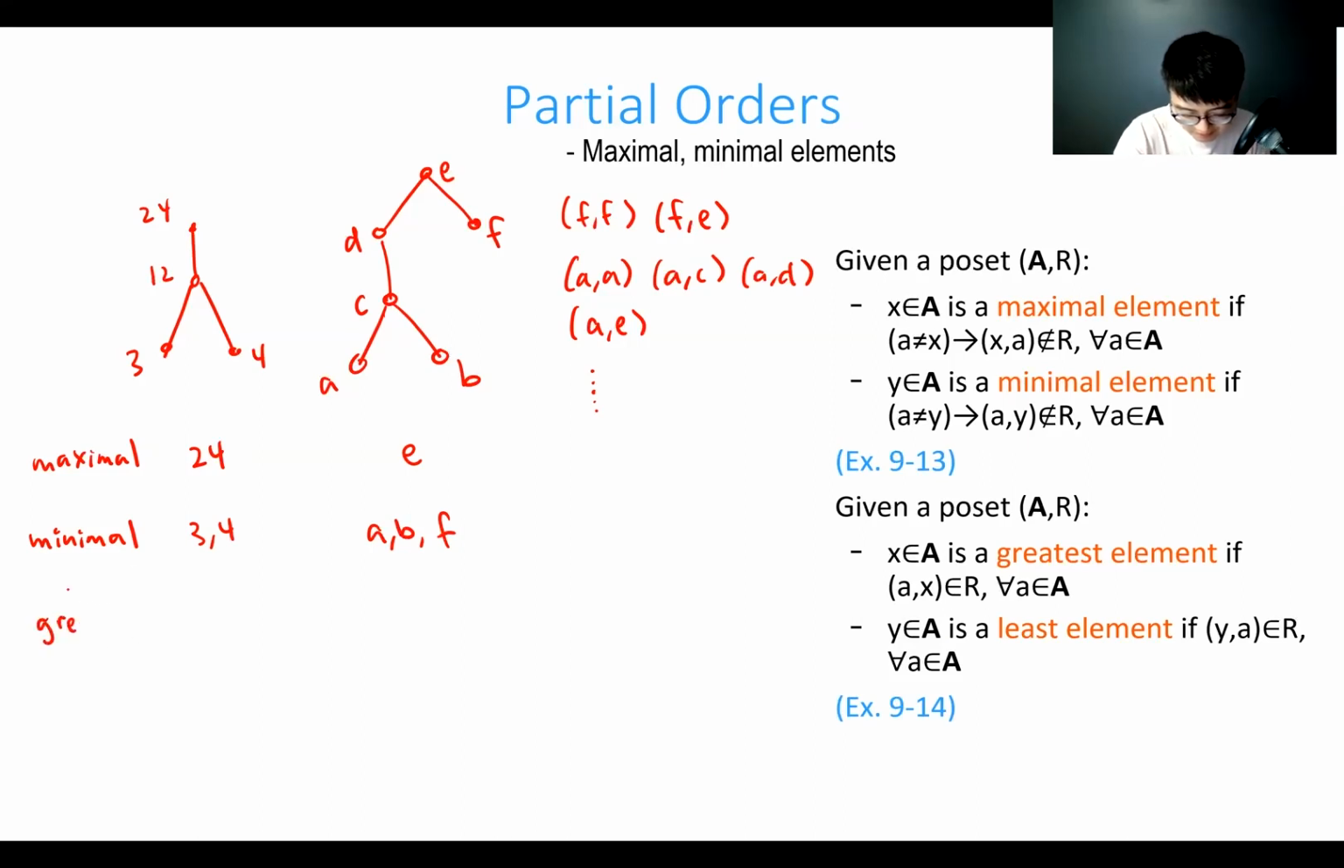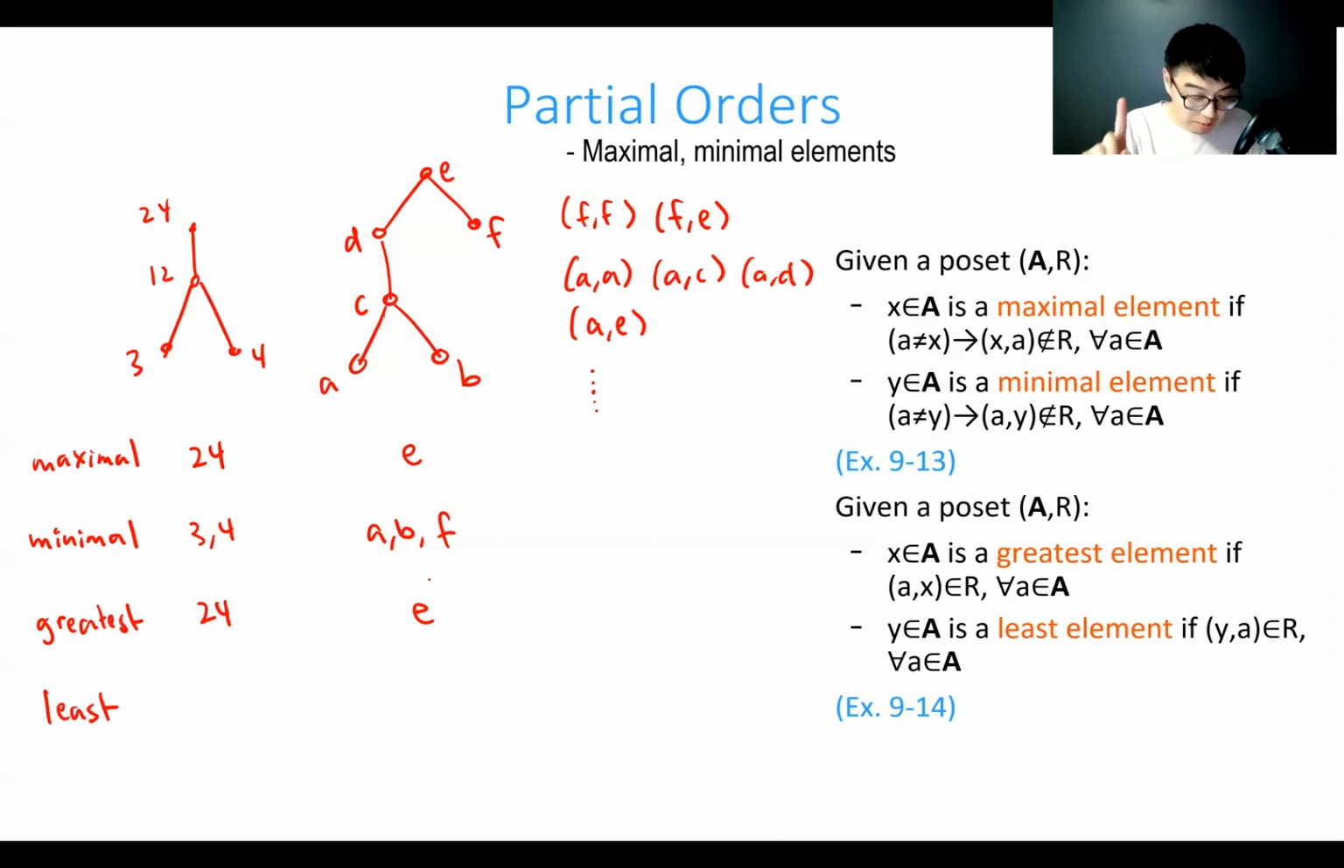Now let's talk about greatest element and least element. The greatest element, the official definition is every other element is related to it. So the greatest here is 24, and the greatest here is E. Now, in short, if there's only one maximal, then it must be the greatest. Just remember, if there's only one maximal, it must be the greatest.